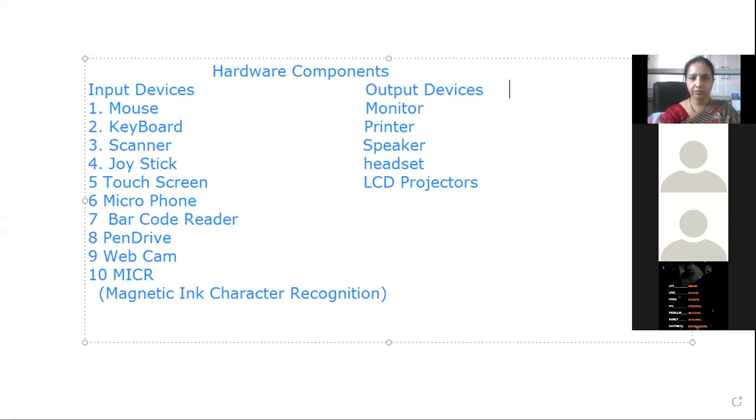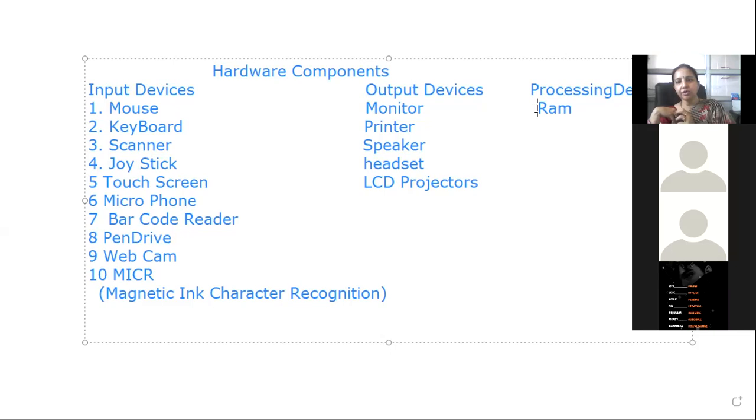Have you listened to these terms? Processing devices. Which ones are processing devices? RAM, ROM, CPU. RAM? Are you sure? We are talking about hardware components.